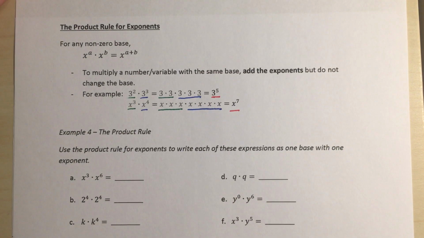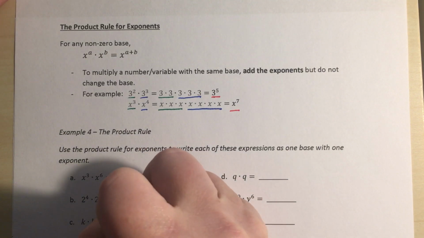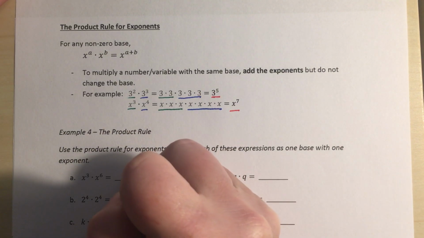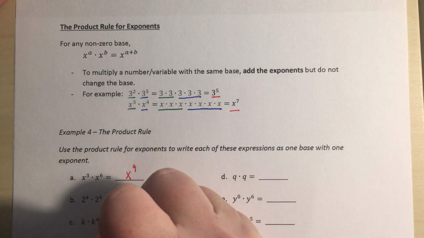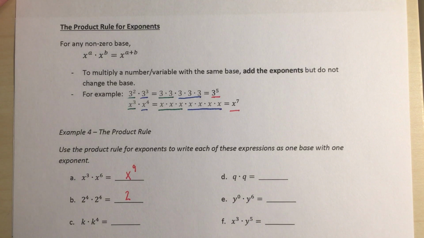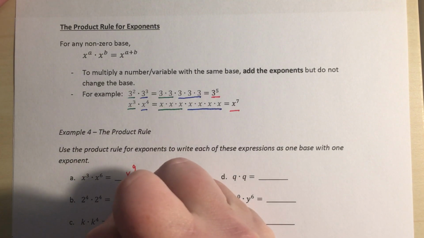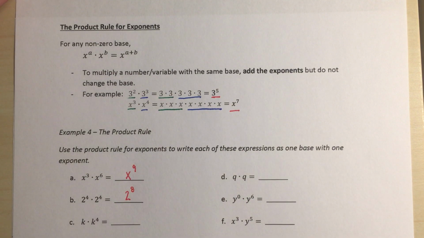So for example, x cubed times x to the 6th. Well, we're going to add our exponents. 6 plus 3 gives us 9. Then 2 to the 4th times 2 to the 4th. Our base stays 2. We're not doing anything with that 2. We're keeping that number. And then we're just adding our exponents. 4 plus 4 gives us 8.